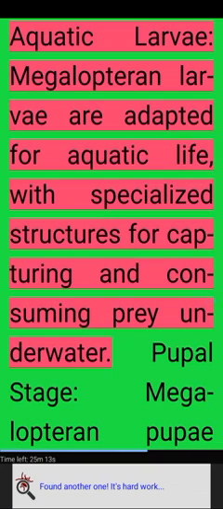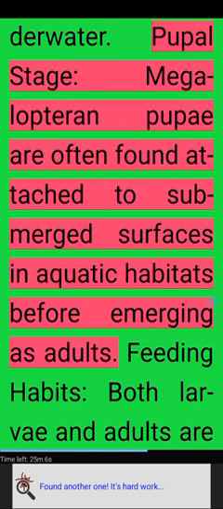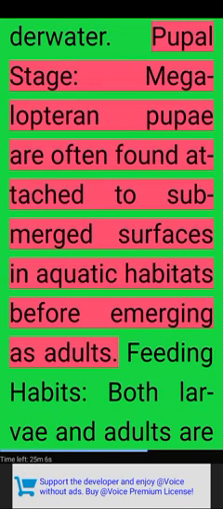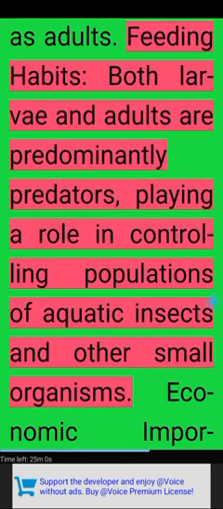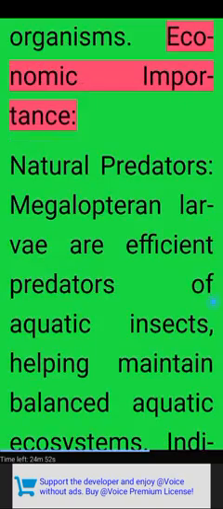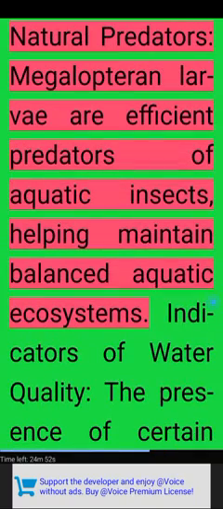Aquatic larvae. Megalopteran larvae are adapted for aquatic life, with specialized structures for capturing and consuming prey underwater. Pupal stage. Megalopteran pupae are often found attached to submerged surfaces in aquatic habitats before emerging as adults. Feeding habits. Both larvae and adults are predominantly predators, playing a role in controlling populations of aquatic insects and other small organisms. Economic importance. Natural predators.